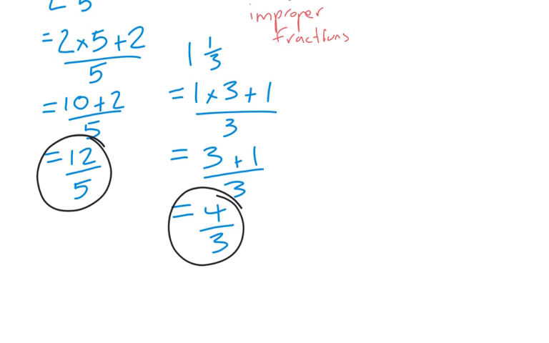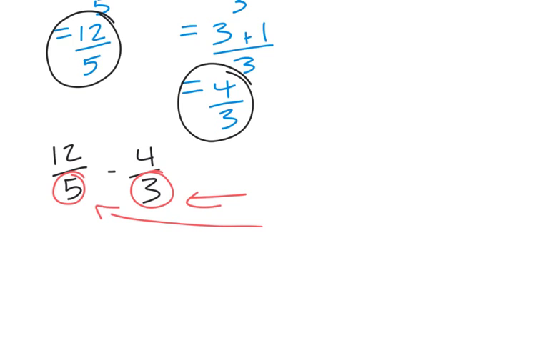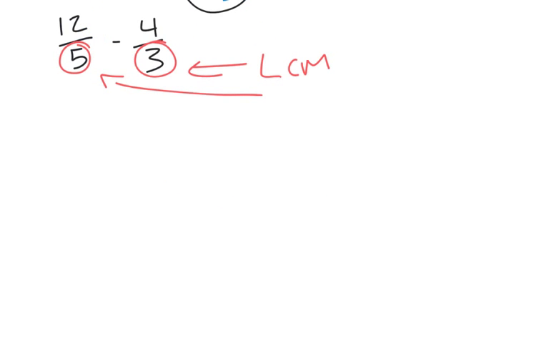Let's go ahead and rewrite our question with these improper fractions. So we actually have 12 over 5 subtract 4 over 3. And you should notice that the denominators are not the same. They have to be before we can add or subtract fractions. So we want to find the lowest common multiple of 5 and 3. I'm going to quickly list out the multiples of 3. 3, 6, 9, 12, 15. I'm going to stop there.